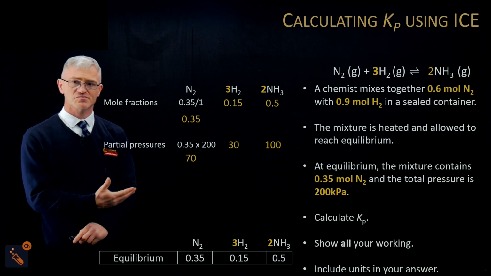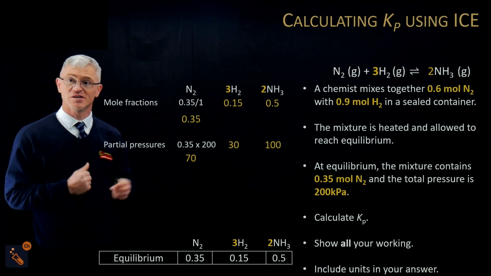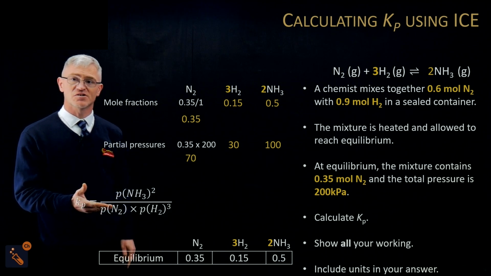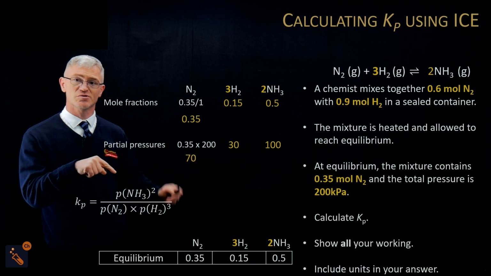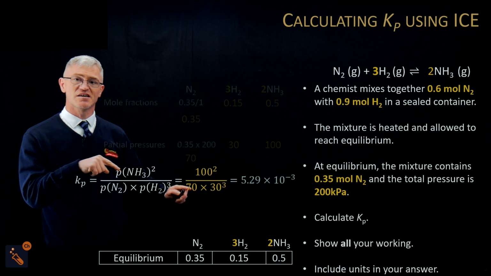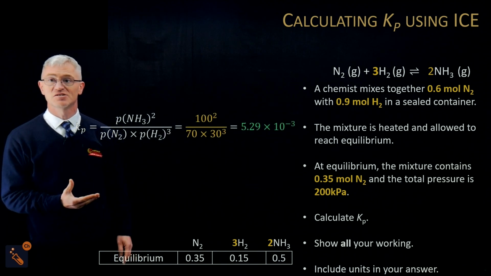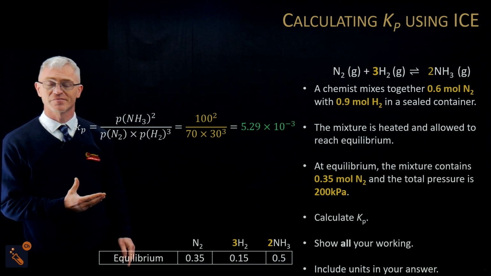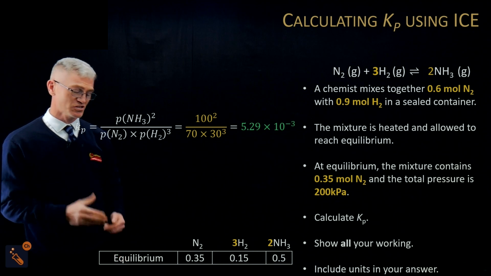Now, if that's the case, we need to do the actual expression. So we did it from the last question, so I'll put it in. You've got your expression here, and all you have to do is put in the numbers that you've got for your partial pressures. So if we put the numbers in for the partial pressures, we come up with 5.29 times 10 to the minus 3. Now, if it's 5.29 times 10 to the minus 3, we still have to do the units.